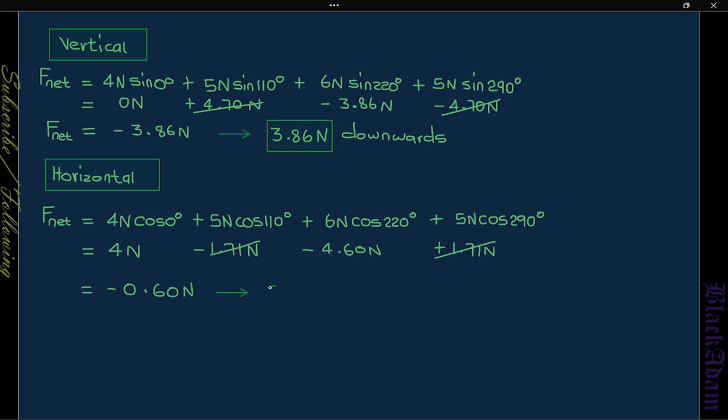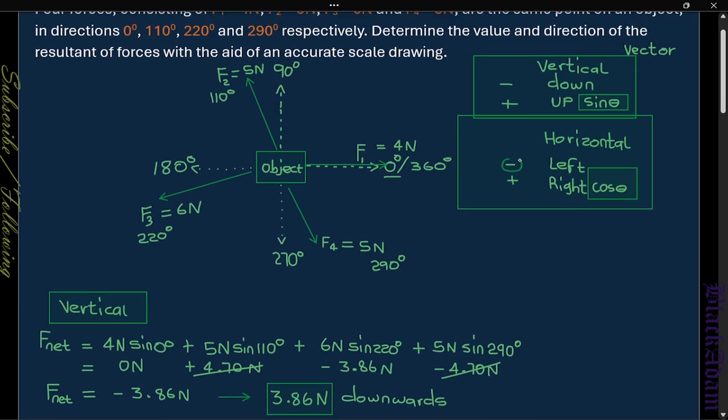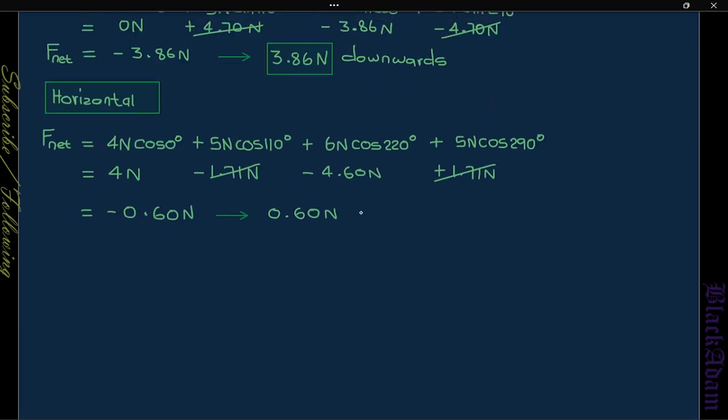And then remember what the negative means. We go back and find our coordinate compass. We said negative means left, so that means it's going to be 0.6 Newtons to the left. So that's our final answer.